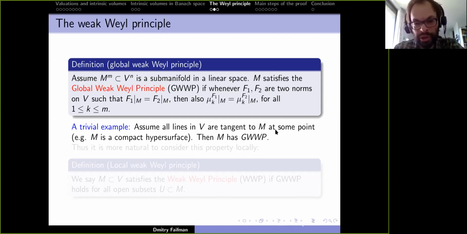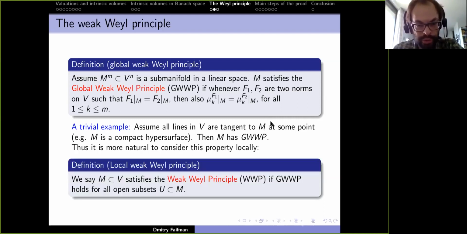But that also tells you that this is not a very good definition. Somehow, you don't want to be using information from one point on the manifold to make conclusions about other areas of the manifold. So this is why we introduced the local weak Weyl principle. We will say that the weak Weyl principle is satisfied if the global weak Weyl principle holds for all open subsets of a manifold. So this is a stronger requirement.